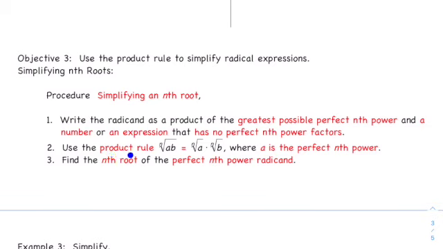2. Use the product rule: the nth root of A times B equals the nth root of A times the nth root of B, where A is a perfect nth power. 3. Find the nth root of the perfect nth power radicands. So there's a lot of different things in there. There's square root, there's what's underneath the square root. If there's anything that's perfect, you have to take it out, making sure that roots are as simplified as possible. So let's take a look at what they mean by that.